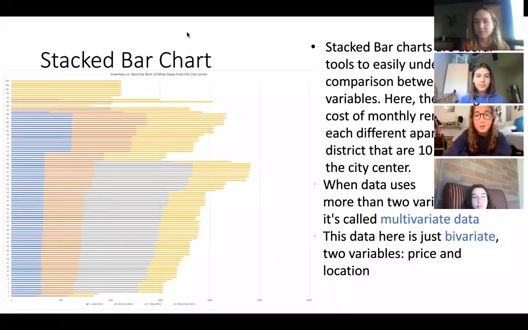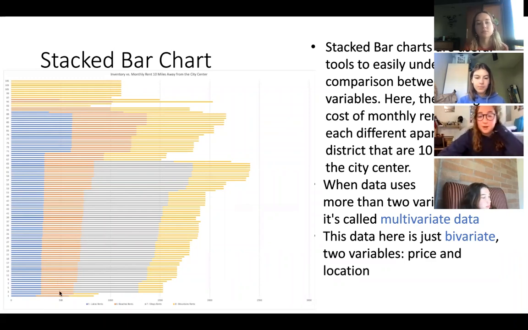Stacked bar charts are useful tools to easily understand the comparison between different variables. Here, the average cost of monthly rent between each different apartment district that are 10 miles from the city center. When data uses more than two variables, it's called multivariate data. This data here is called bivariate because there's only two variables being compared, the price and the location.